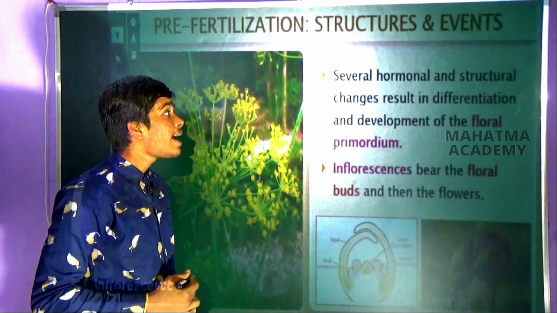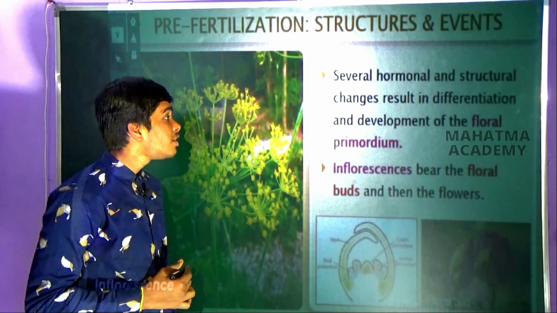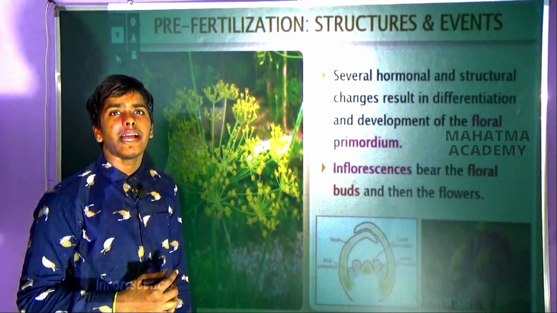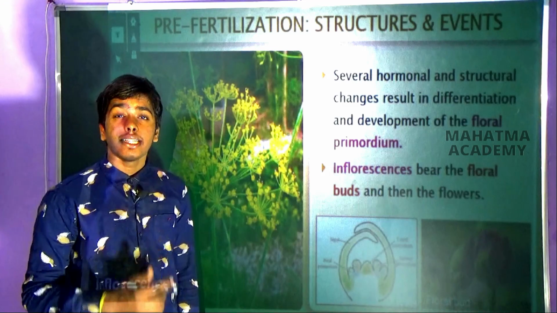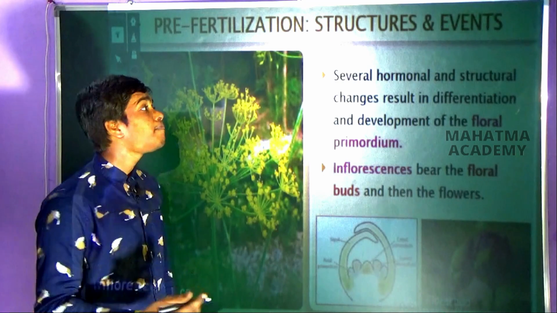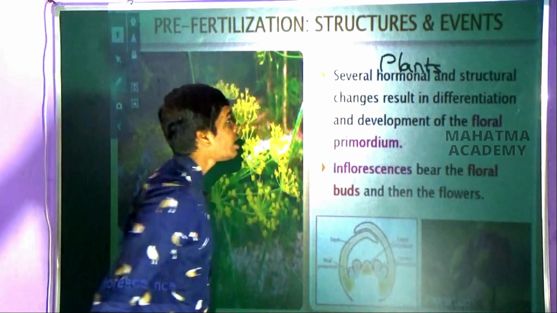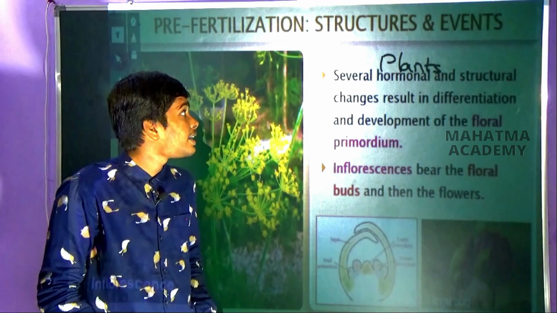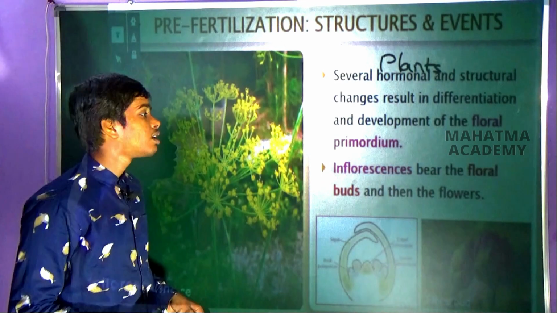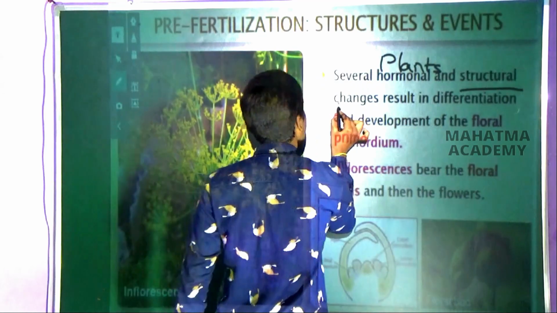Now, several hormonal and structural changes result in differentiation and development of the floral primordium. What are the reasons for the development of the floral primordium? The reasons are several hormonal changes, hormones that are due to the plants. Now, structural means environmental changes result in differentiation and development of the floral primordium. This is the structural means due to environmental changes.